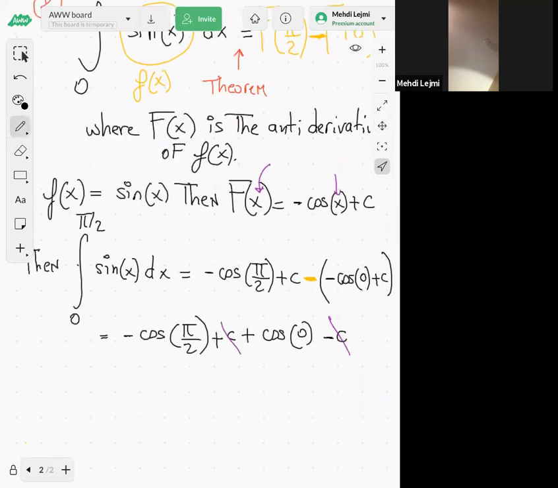Minus cosine of pi over 2, that's minus 0, and plus cosine of 0, it's 1, so plus 1, so that's equal to 1.